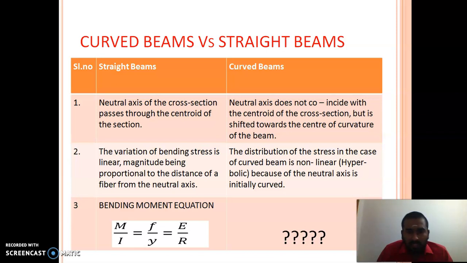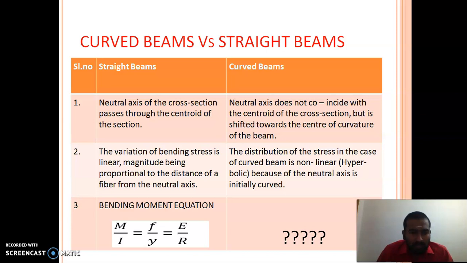Whereas in curved beams, it will not be linear. In fact, it will be hyperbolic. So, why is it hyperbolic? We will derive the bending stress equation for curved beams and we will see why the distribution of stress is not linear, why it is hyperbolic.